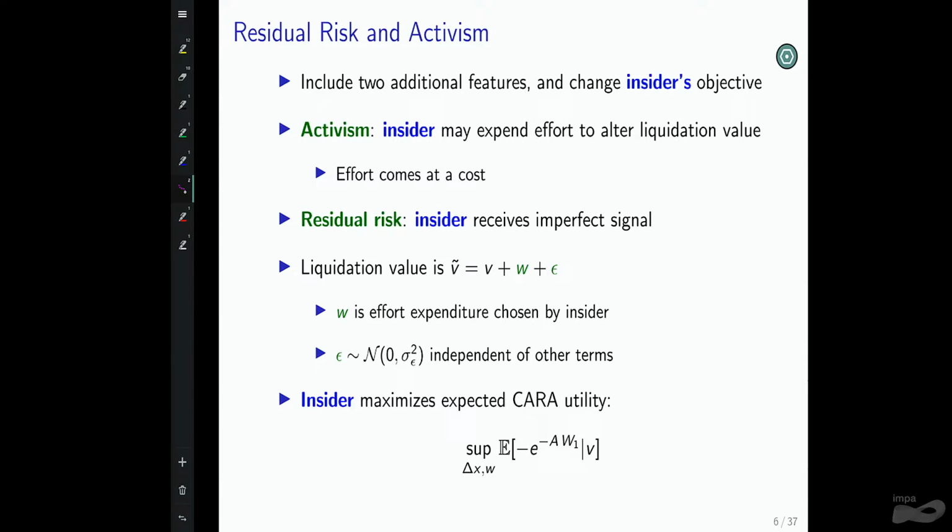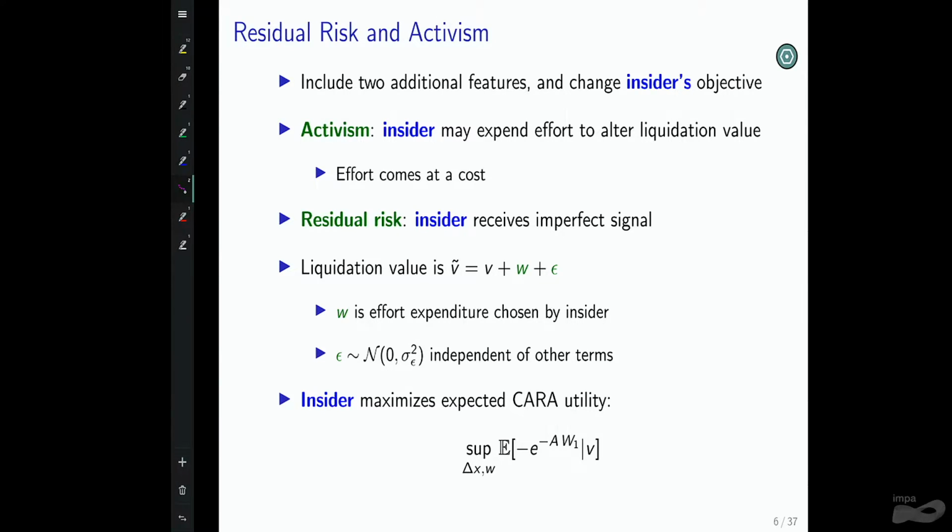So throughout the rest of the work, we're going to replace the liquidation value with three terms. The variable v represents the signal that the insider gets. The variable w is actually going to be a choice variable of the insider. This represents the amount of effort that they expend so that they can change the fundamental value of the asset in the future. And epsilon is going to be independent of absolutely everything to add a little bit of residual noise into the liquidation value. Okay?